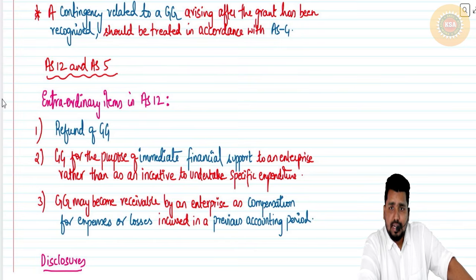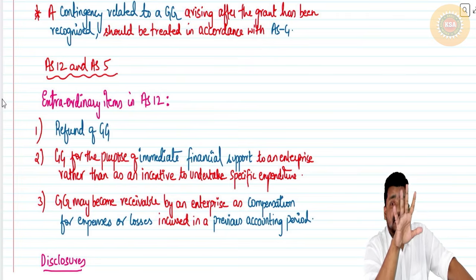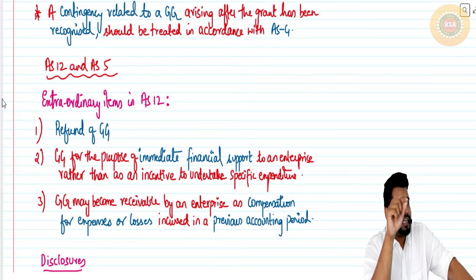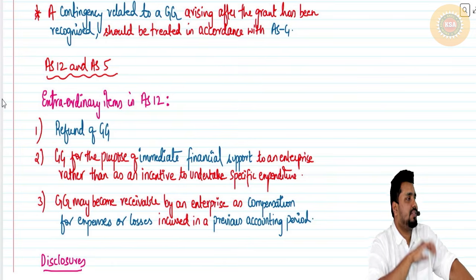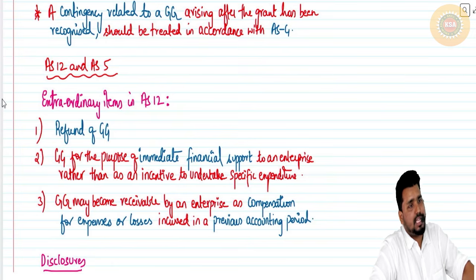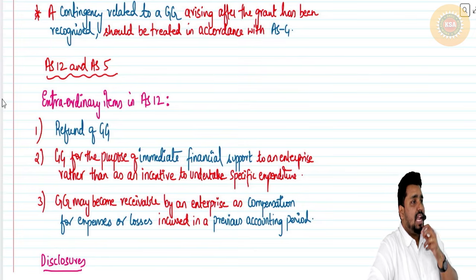Then that government grant, which is given for immediate financial support only to that specific enterprise, is not treated like any other income. I said government grant should be shown as other income, but that will not be treated as other income. It should be shown as an extraordinary item, and under that you show it as income. Clear? So any government grant received for immediate financial support should be treated as an extraordinary item as per AS5. Number 1, refund of government grant. Number 2, government grants received for immediate financial support.